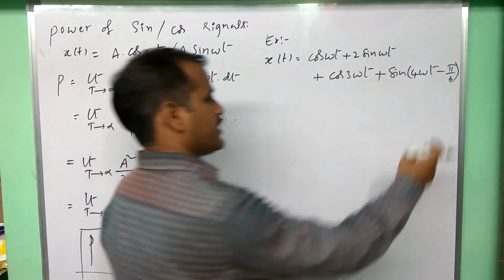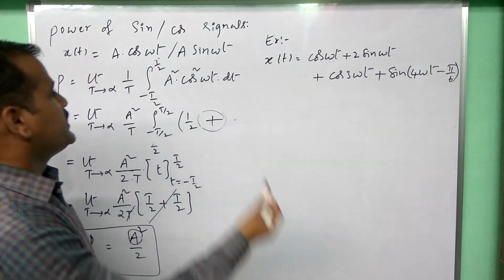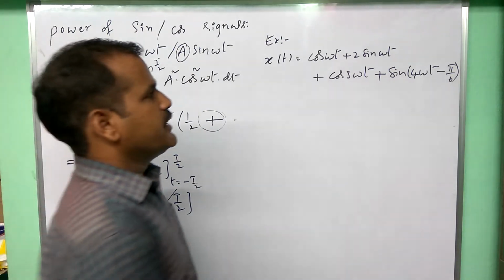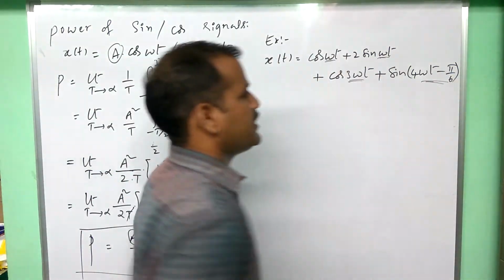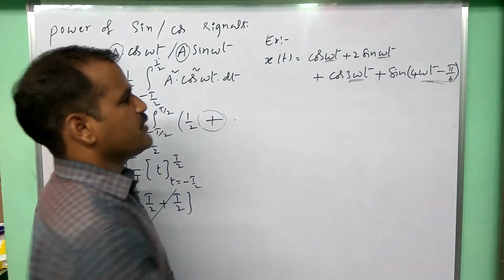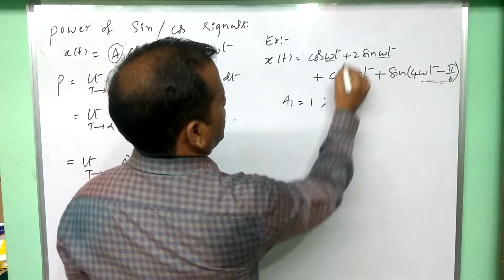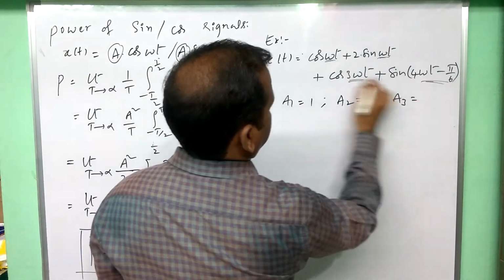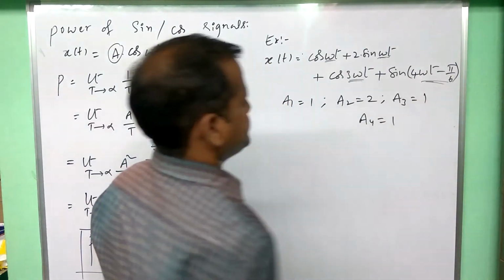Some of them they are asking this phase shift also to calculate the power of sinusoidal signals, but we know that the power of the sinusoidal signal depends only on the amplitude. It is not at all depending upon these phase shifts and frequencies. So we only need amplitudes. Here amplitude A1 is 1, amplitude A2 is 2, amplitude A3 is 1, and amplitude A4 is also 1.